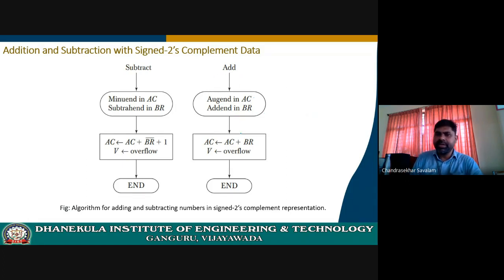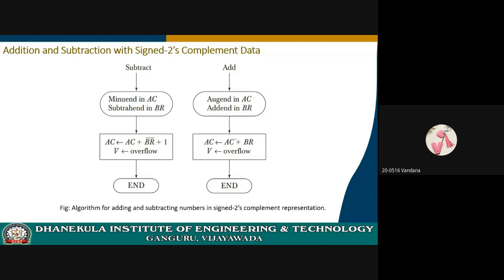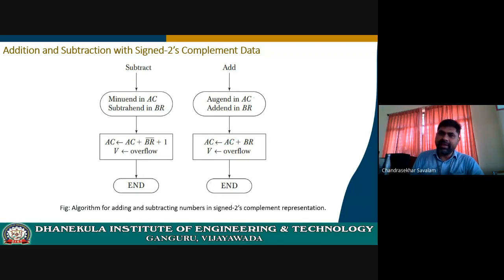What are you going to do? Simply add the contents of AC and BR. The result must be stored in the accumulator again. So simply this is A plus B. After doing A plus B, the result must be stored in A. Okay, students? And if there is any carry, that must be stored in the E register.